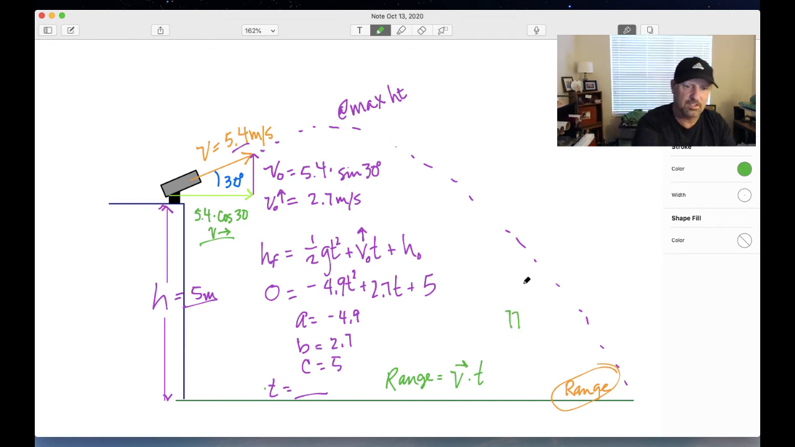Oh wait, hold on a second. Velocity equals distance, which is the range, divided by time. So velocity times time, multiplying both sides by t, those cancel. V times t is the distance, which is the range.